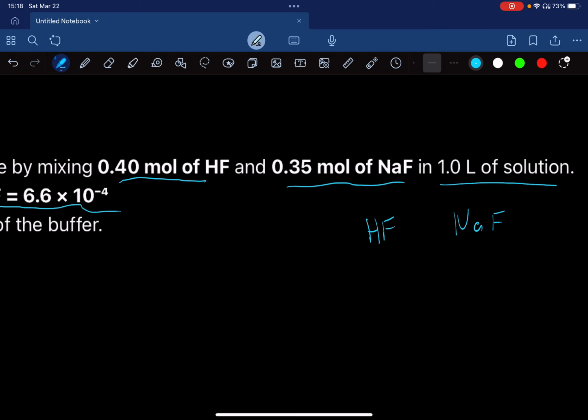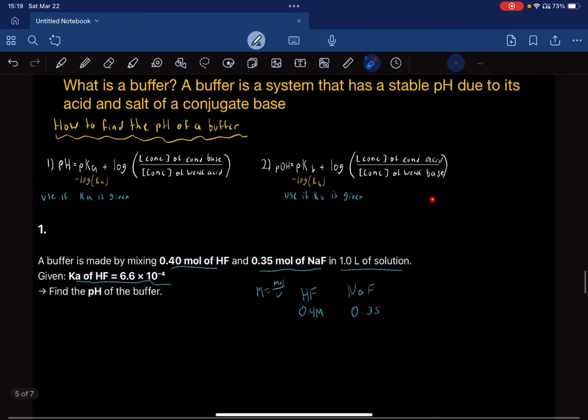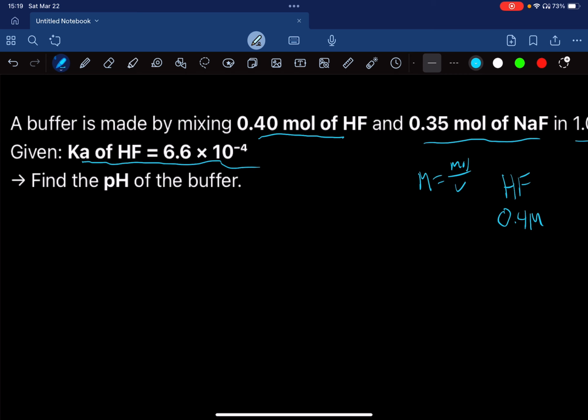Since we know that molarity is equal to moles divided by volume, and the volume is 1, that means the molarity is the same. So the concentration of HF is 0.4 molarity, and NaF will be 0.35 because we're just dividing by 1 liter. All right. Now, which one of these two equations are we going to use? Well, since the acidic constant is given, we're going to use the first one, which is, from what I've seen, the most common one.